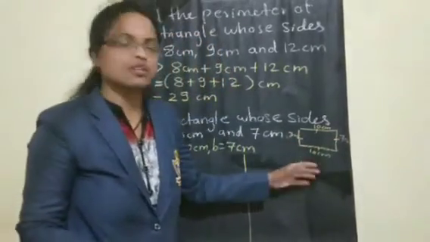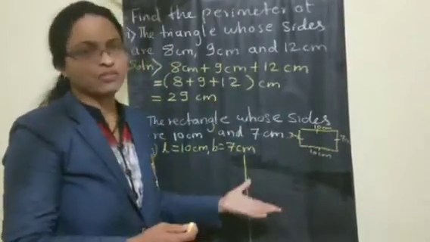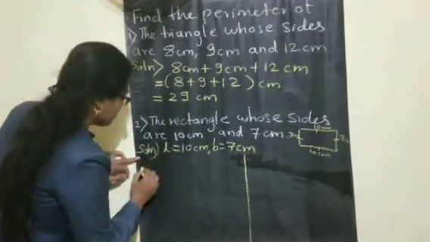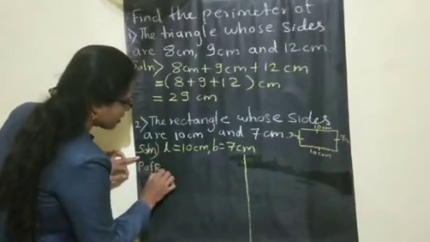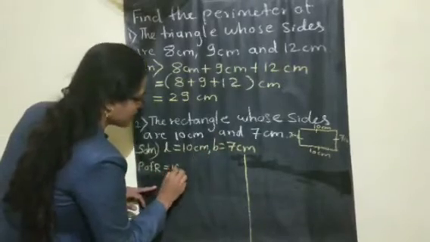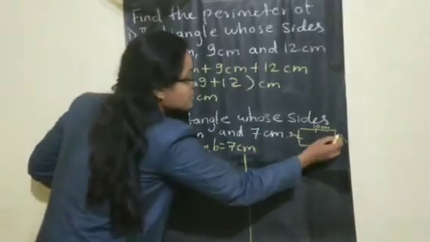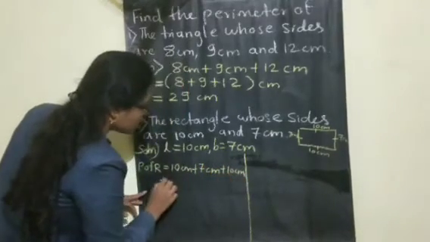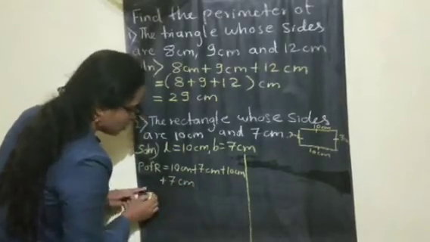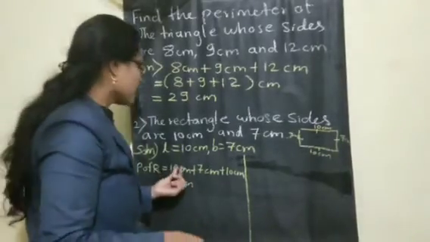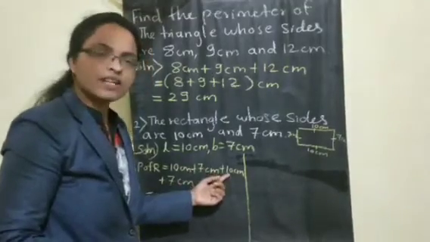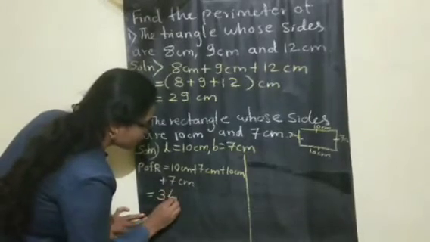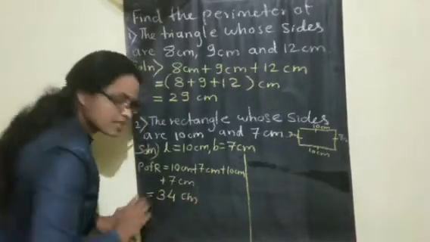Once you have drawn the smaller rough side and written it, it is very helpful for you. Now directly you have to add the sides. So perimeter of rectangle is equal to 10 centimeter plus 7 centimeter, again 10 centimeter plus 7 centimeter, children. Only you have to do the addition now. 10 plus 7, 17. 17 plus 10, 27, 34. So here the answer is 34, and write the unit common one time, that is centimeter.